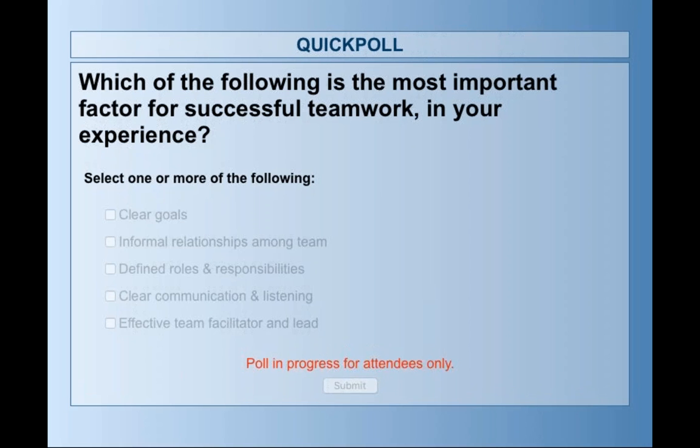Is it informal relationships among the team members, sort of that ability to maybe overcome different challenges because you're already friends with team members? Is it having very clear defined roles and responsibilities within the team where everyone knows exactly what they're doing? Or is it clear communication where everyone in the team is able to listen to each other? And then finally, is it just being able to have that effective team facilitator or lead who can push things forward as needed? So I'll give you a few more seconds to respond to this.